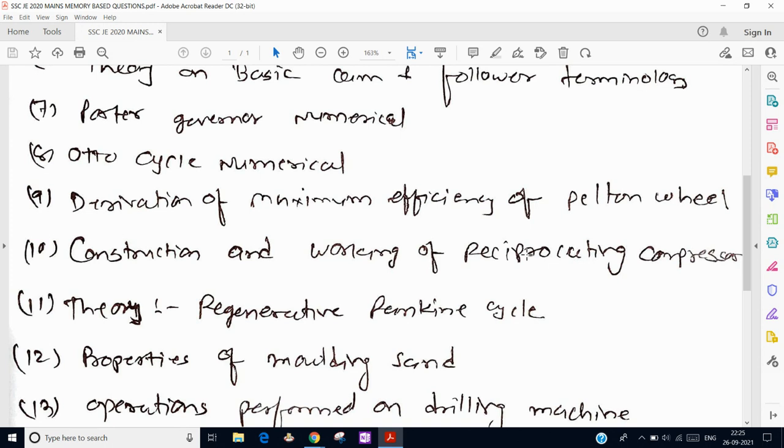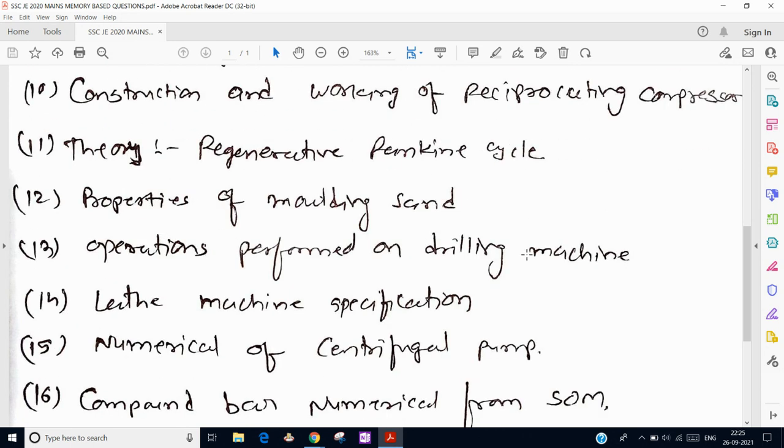Next question was the properties of molding sand. What are the desirable properties of molding sand? And we have to explain some points regarding that. Next question was operations performed on drilling machine like drilling, boring, counter boring, counter sinking, that is tapping, reaming. Okay, so these we have to write down in 2 to 3 lines, with figure also.